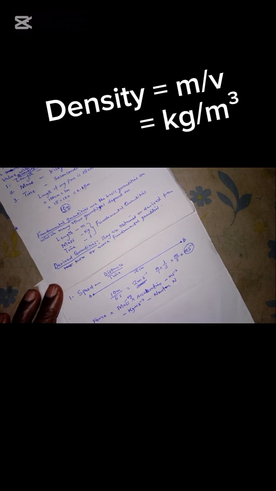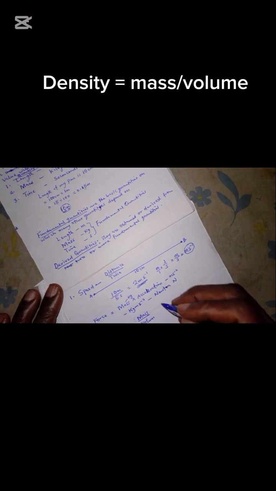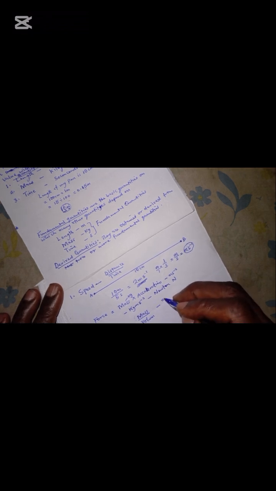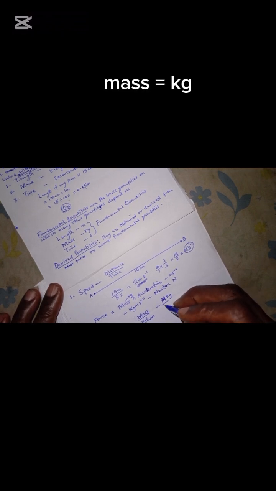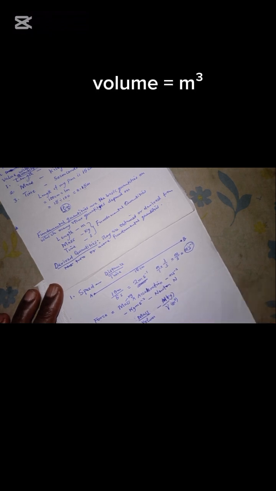Another derived unit is density. Density is mass all over volume. You remember that mass is in kilogram. Volume is meter cube. And volume, that is meter cube, is three lengths. Let's look at it.